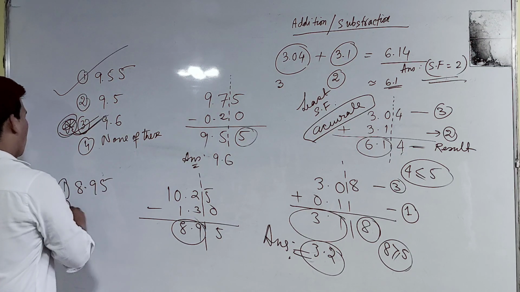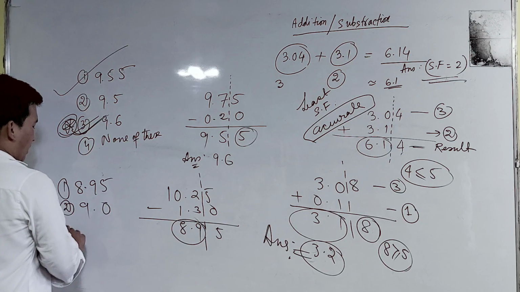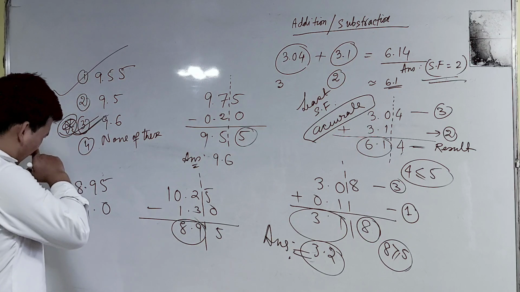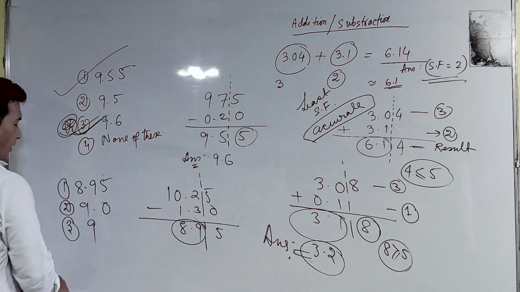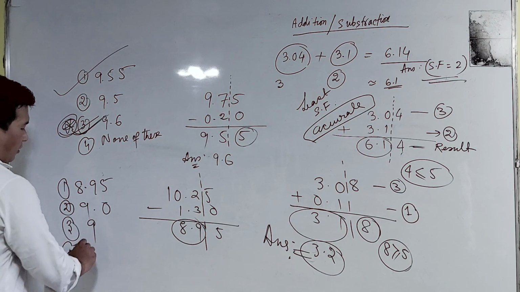Next, number 2, the 9.0. Next, number 3, the 9.0. Next one, 9. Confusion again. Number 4, none of this.